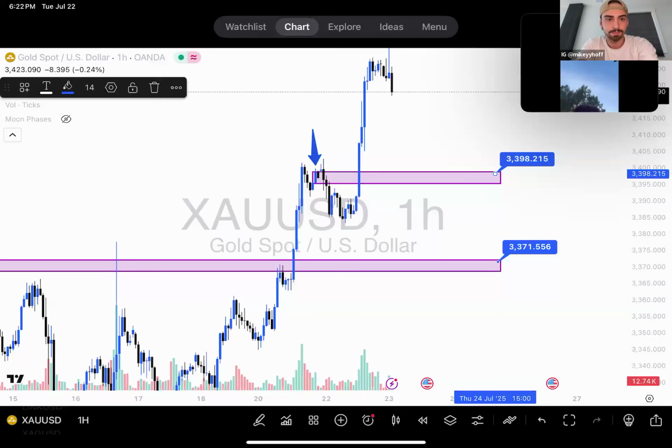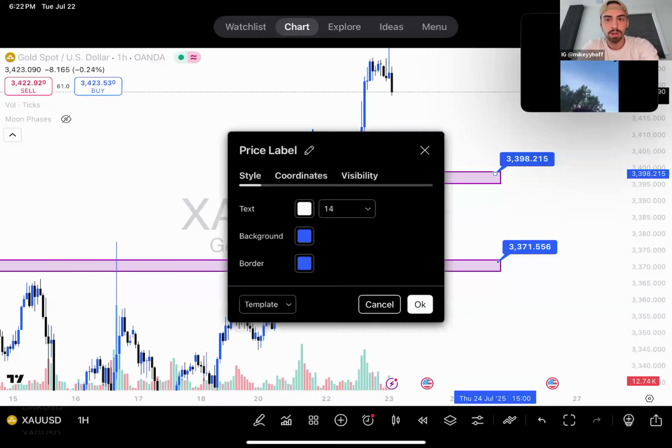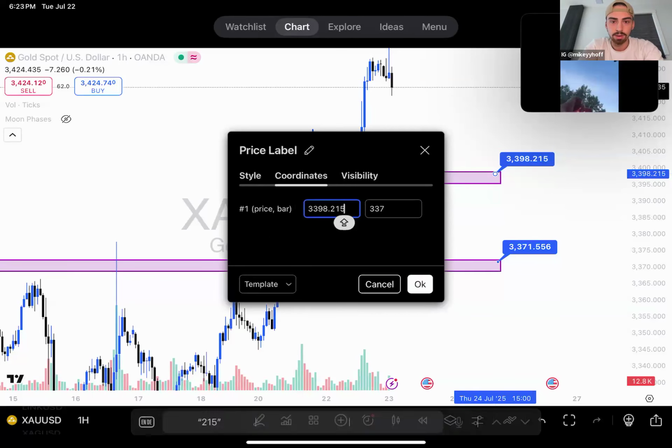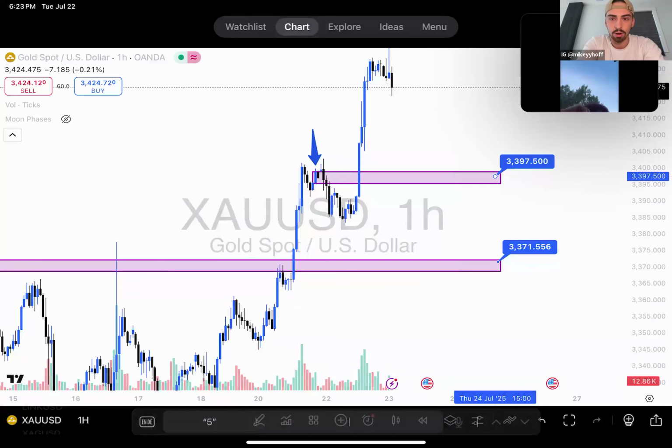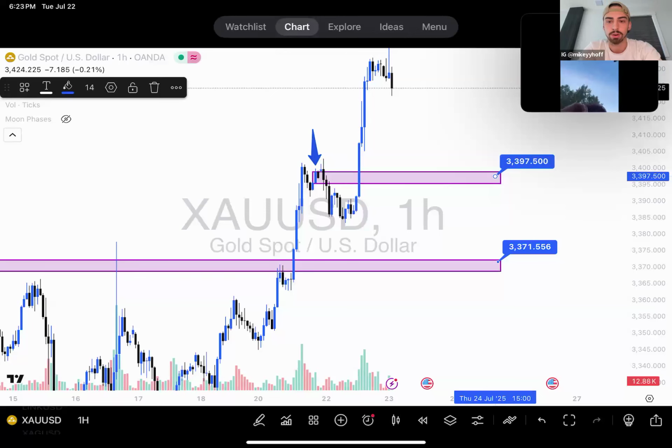So we're going to change this to not 3398.215. We're going to take this and actually make it 3395. And you can see that's the bottom of that zone. Or if you wanted to go a little bit more in the middle of the zone, because it was at 3398, you can take 3397.5. Something that makes sense in that zone, but a quarter level. We're going off of the quarter level theory.